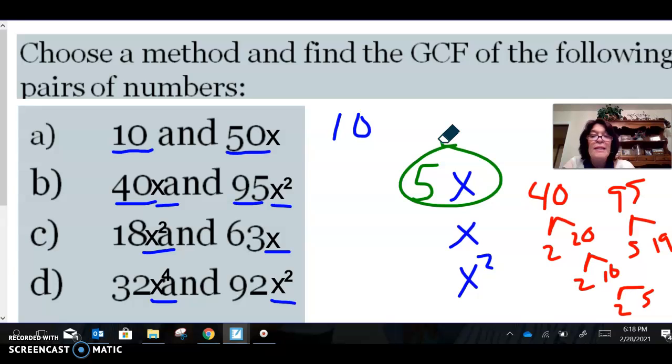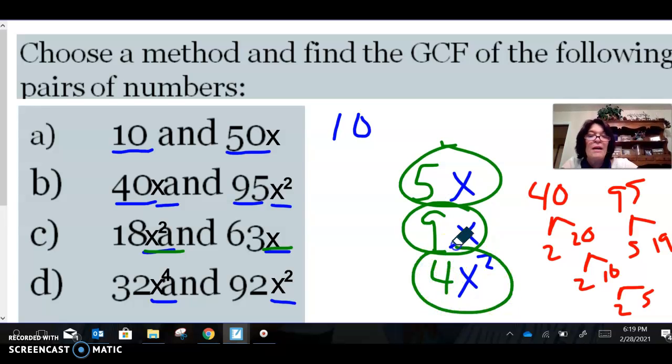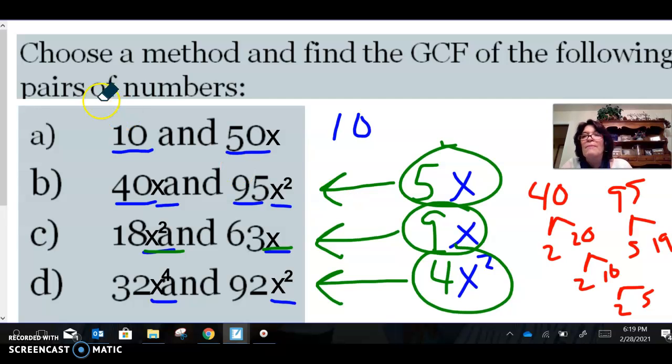18 and 63, the biggest number that goes into 18 and 63 is 9. And the smallest of the variables was x, so that's 9x. 32x to the fourth and 92x squared. If you look at 32 and 92, look at the common factors. The biggest number that goes into both is a 4. So the greatest common factor is 4x squared. Greatest common factor here, 9x. See if you can get those, working them out yourself.